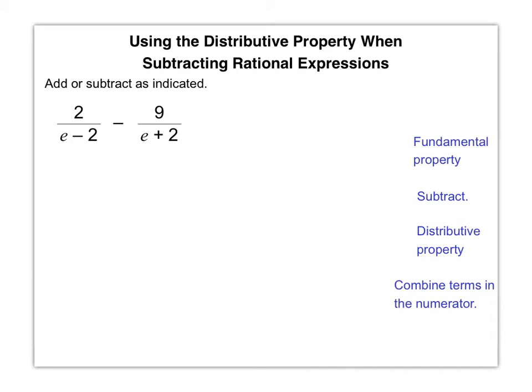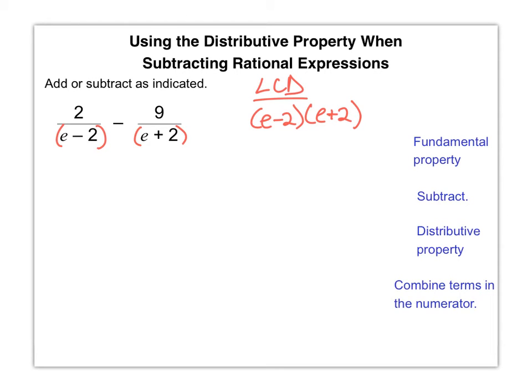All right, let's take a look at this example, using the distributive property when subtracting rational expressions. We want to first find the LCD, the least common denominator. Each denominator can be expressed as a factor. e minus 2 is the first denominator, so that's part of our LCD. And e plus 2 is the second denominator, so that's also going to be part of our LCD.